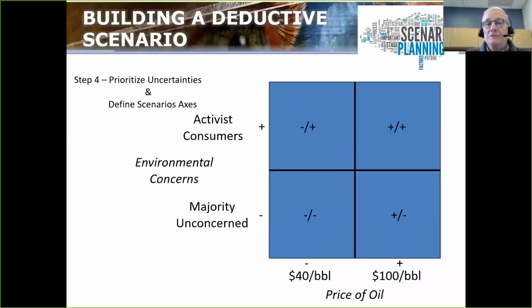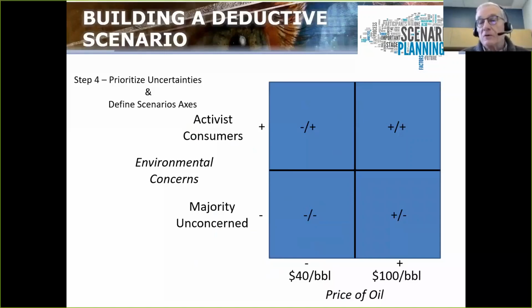So for my example, I'm running R&D in my car company, and I'm going to pick these two axes. On the x-axis, oil might be low or it might be high. Those are the two extremes. The other dimension I picked was environmental concerns. The minus is that most people are fairly unconcerned. They care, but they're not going to pay extra to help the environment. The plus is activist consumers, with a really strong intent to actually do good for the environment.